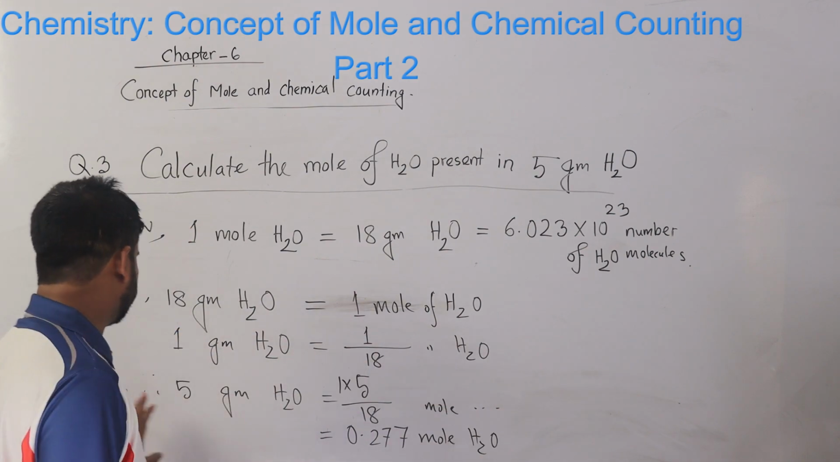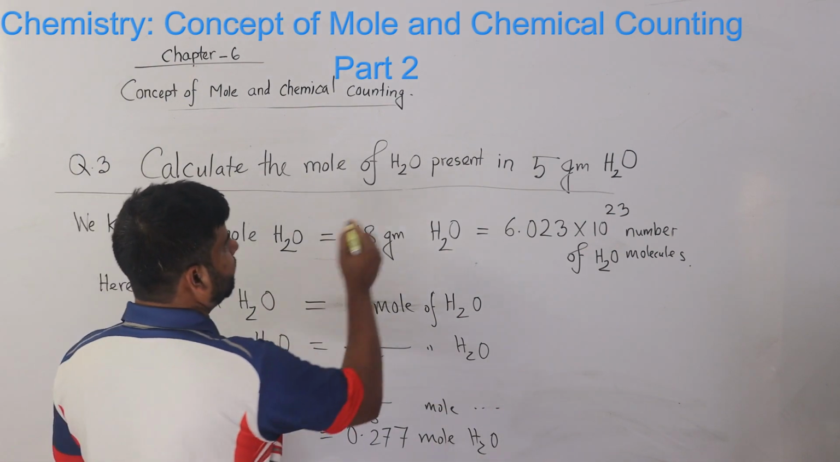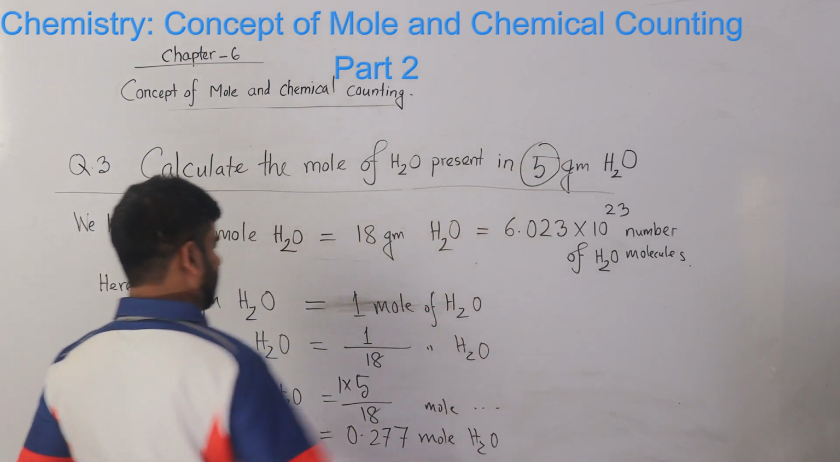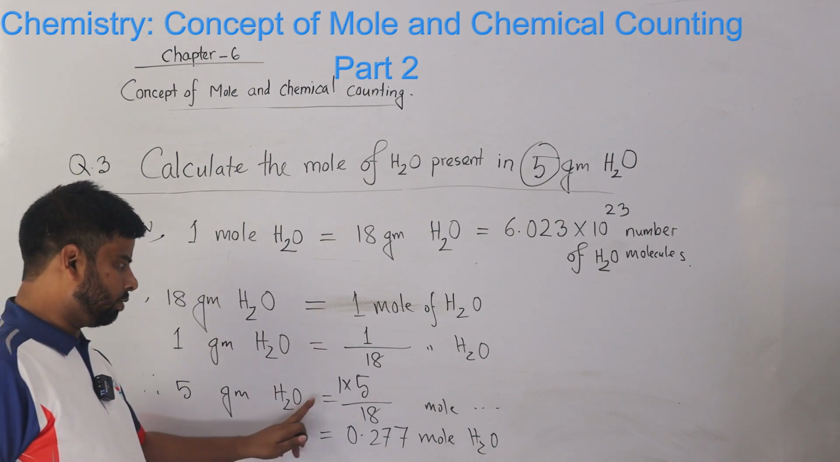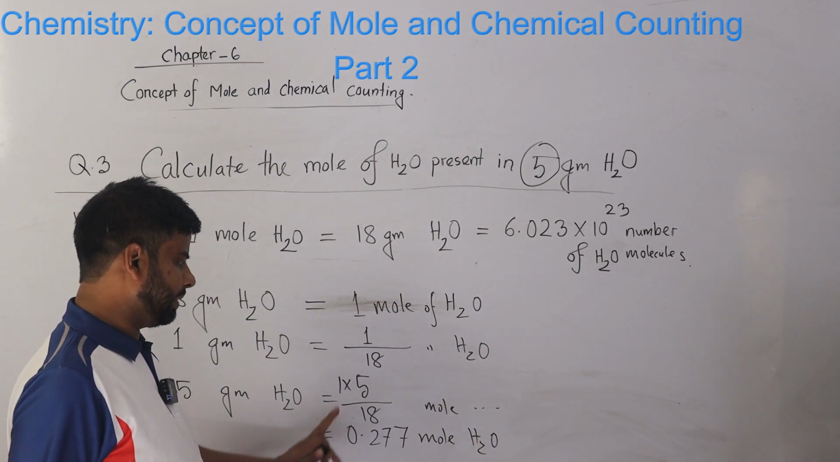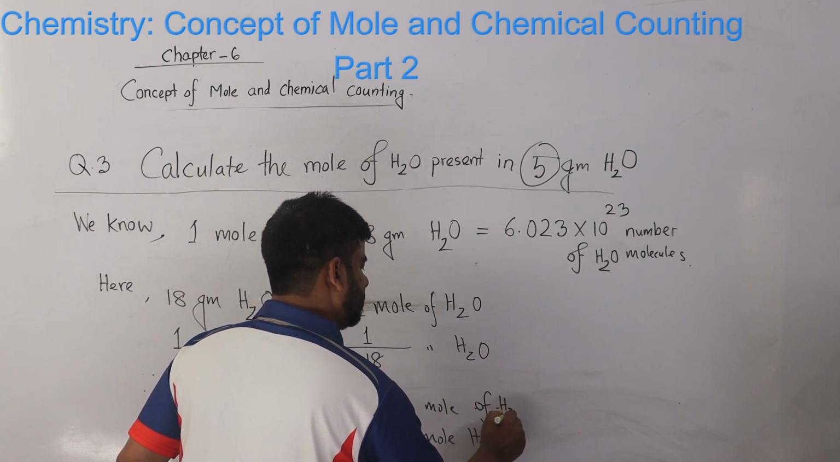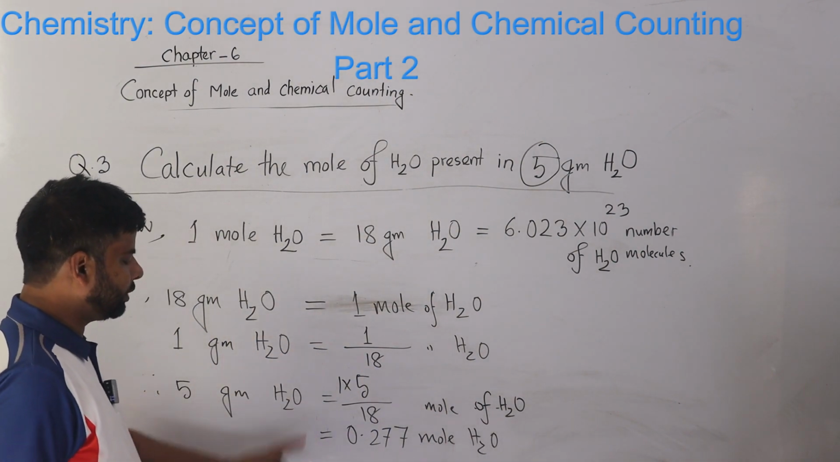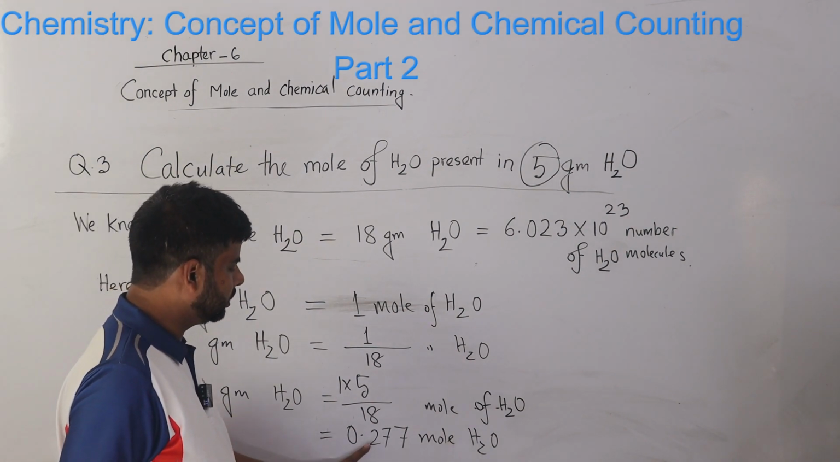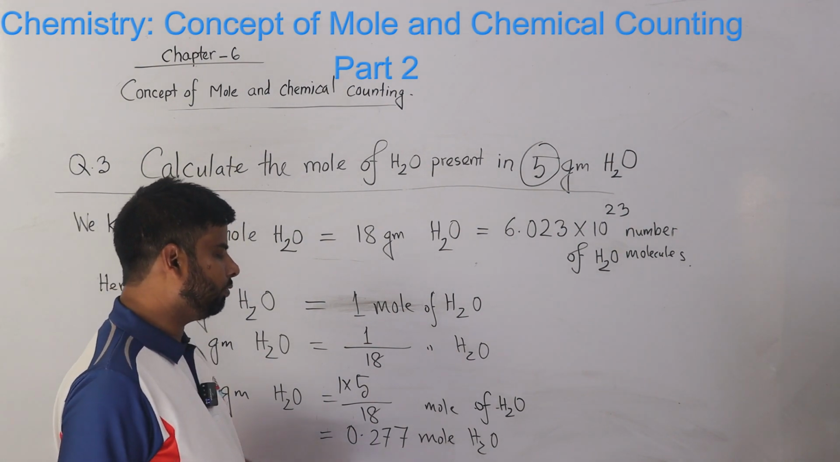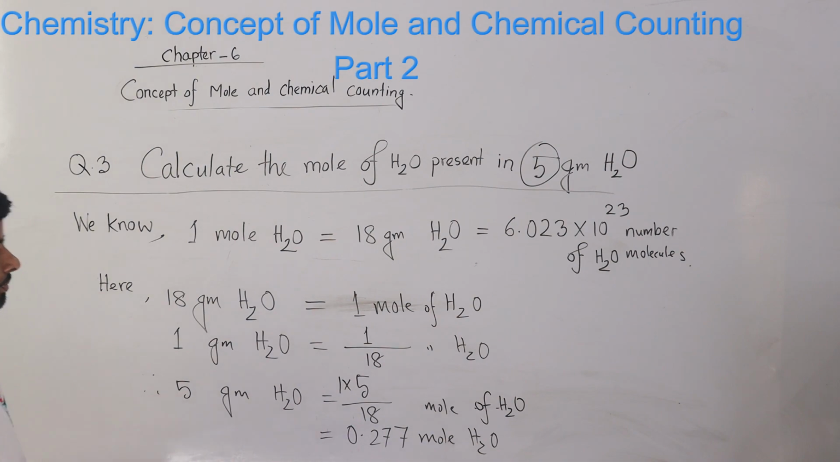mole of water. So we have to find out for 5 gram. So 5 gram water equals 1 into 5 divided by 18 mole of water. After calculation, 0.277 mole of water.